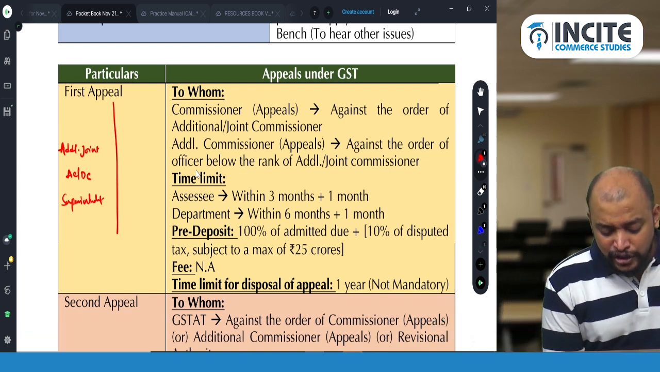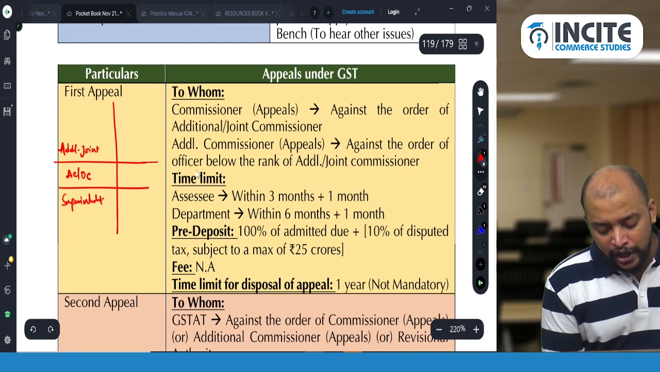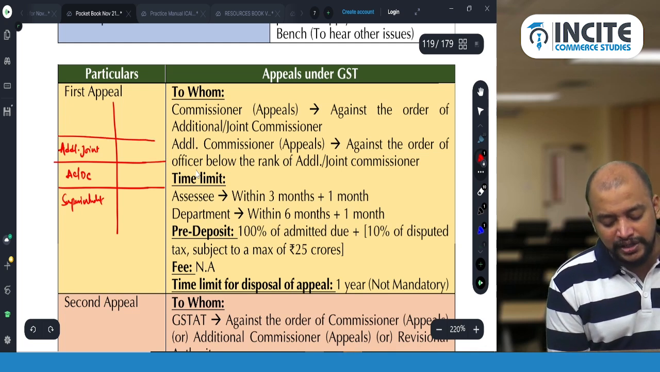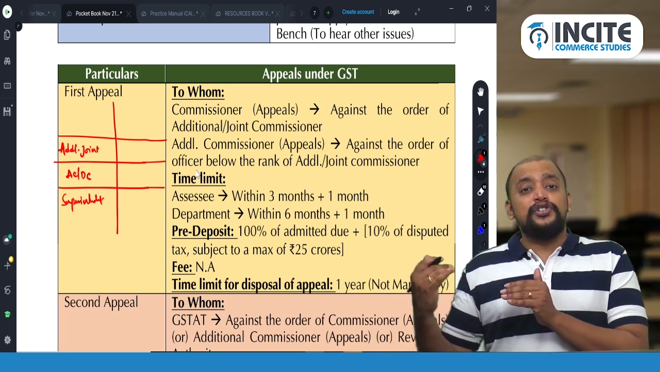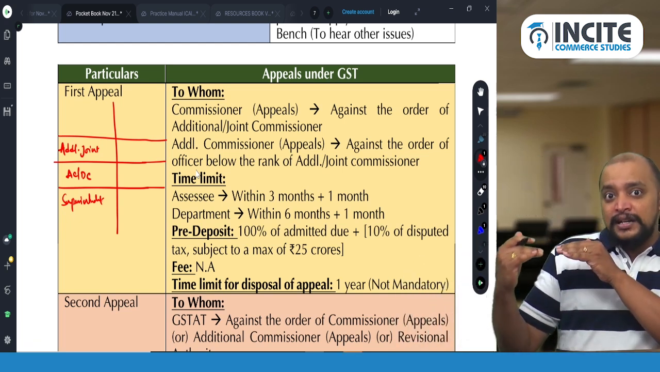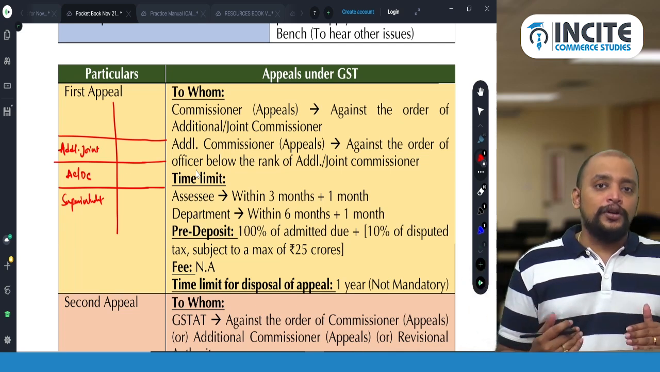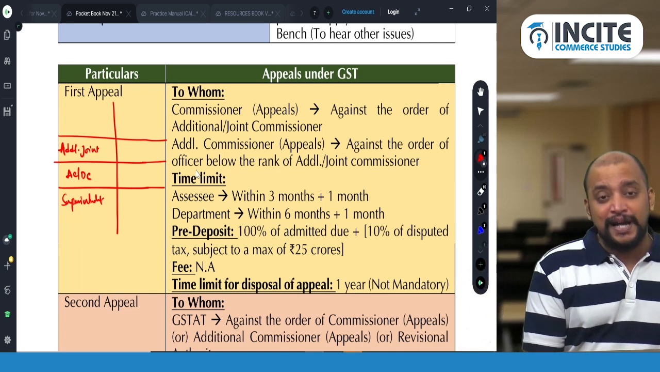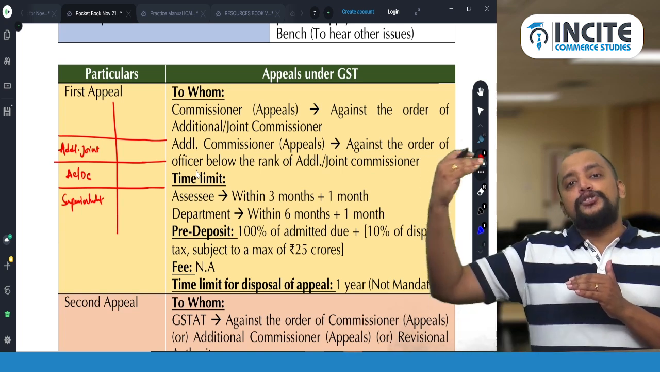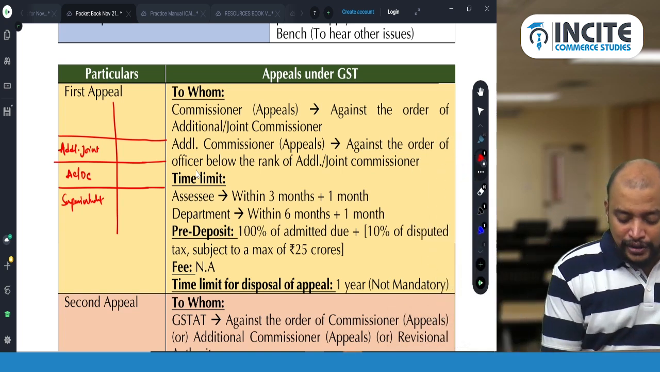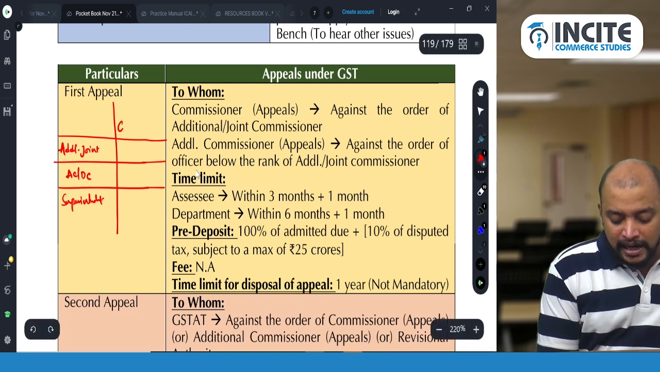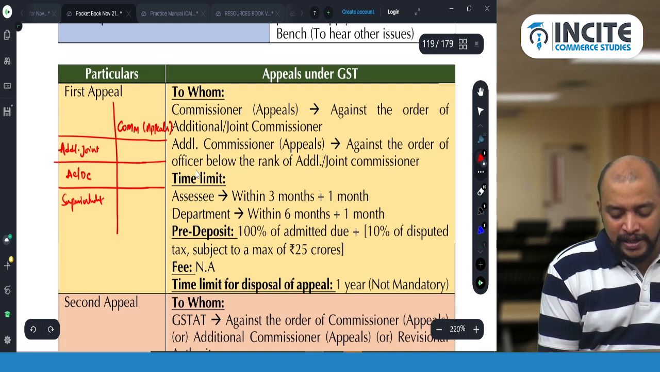Definitely when an additional or joint commissioner passes an order, you cannot go to the additional or joint commissioner appeals, because additional or joint commissioner appeals will be on the same line. So same hierarchy. Therefore, whenever an additional or joint commissioner passes an order, an appeal a level up should be filed. So this is adjudication. Whereas appellate, we have commissioner appeals and additional or joint commissioner appeals.